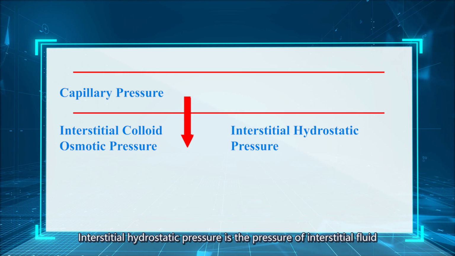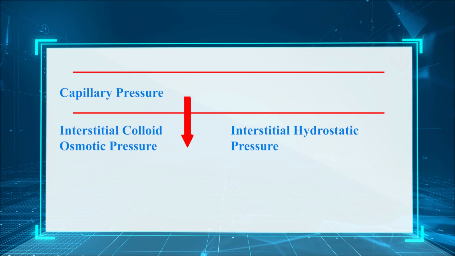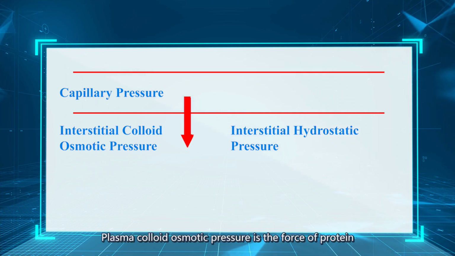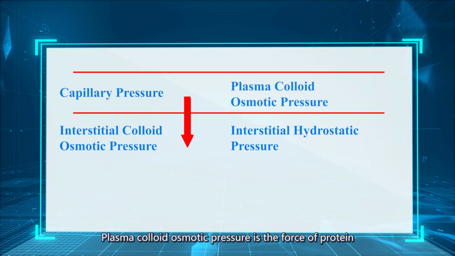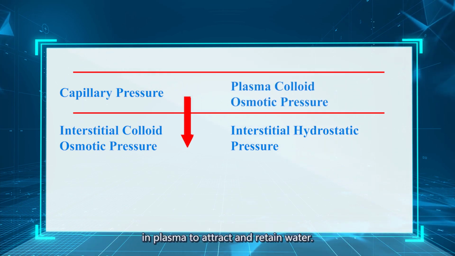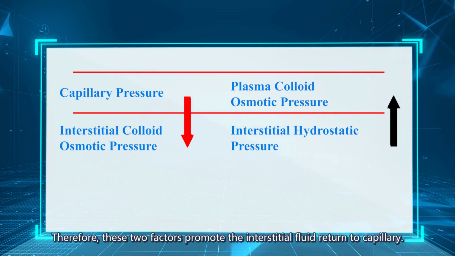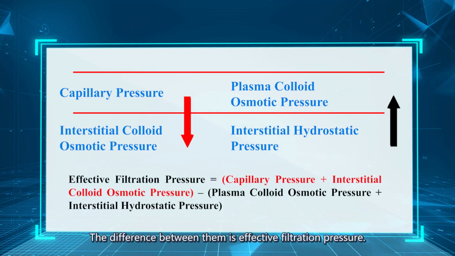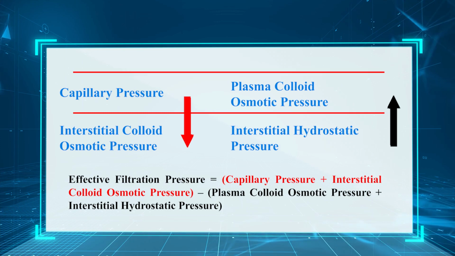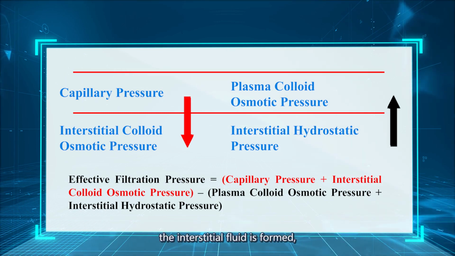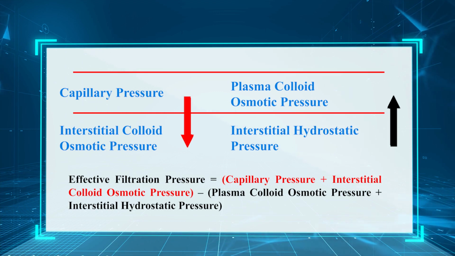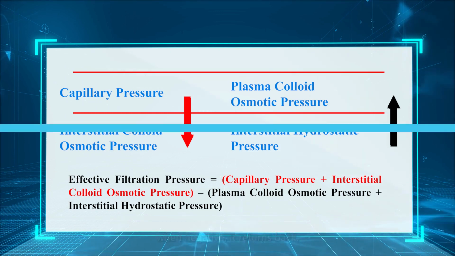Interstitial hydrostatic pressure is the pressure of interstitial fluid on the capillaries. Plasma colloid osmotic pressure is the force of protein in plasma to attract and retain water. Therefore, these 2 factors promote the interstitial fluid return to capillary. The difference between them is effective filtration pressure. When the pressure is positive, the interstitial fluid is formed. When negative, it returns back.